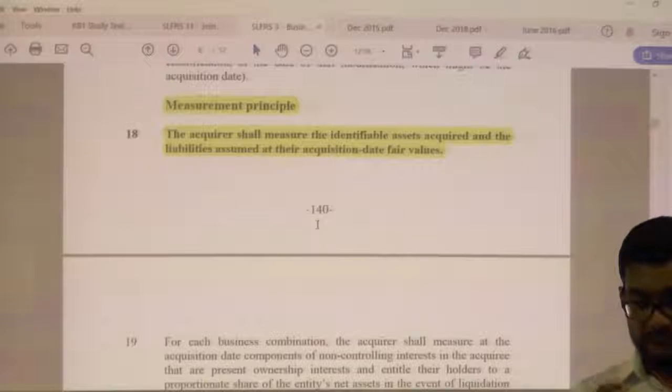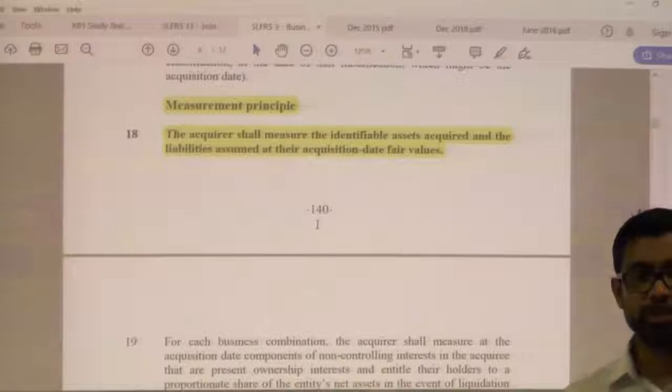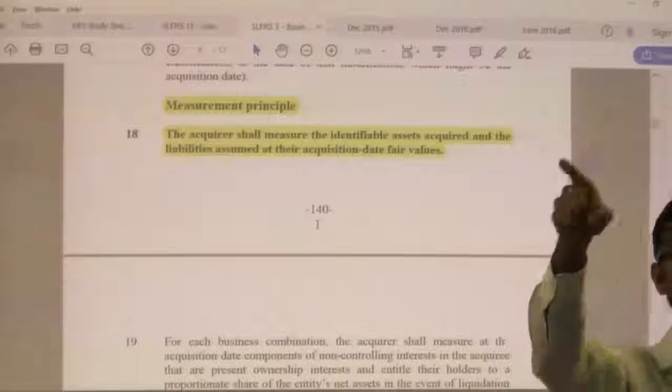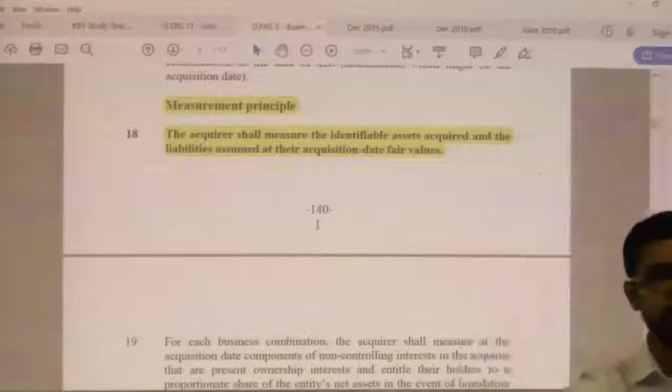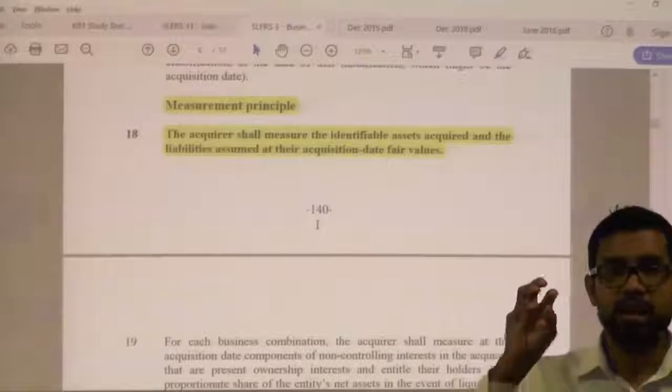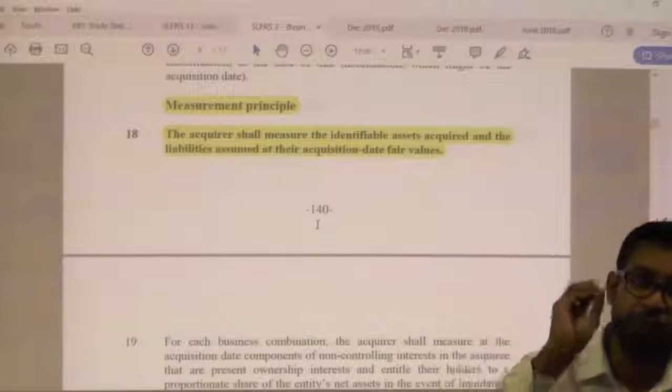So, at the date of acquisition, you paid the market value for the net assets of the subsidiary or acquiree. So then your cost of control account represents fair value of what?